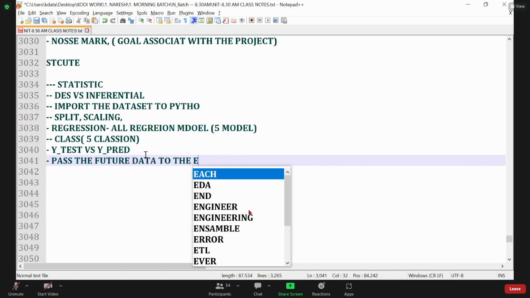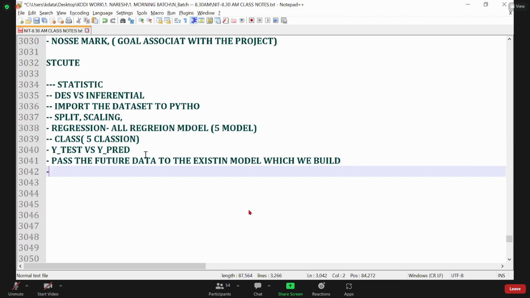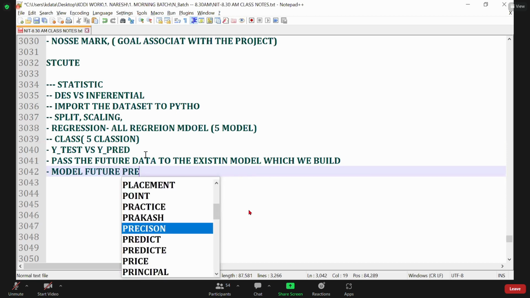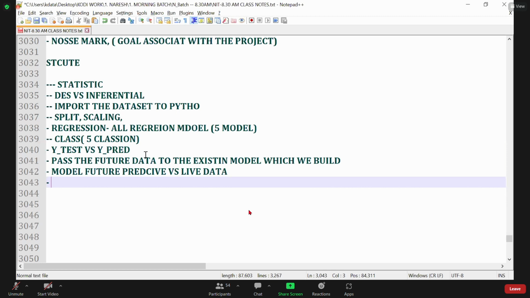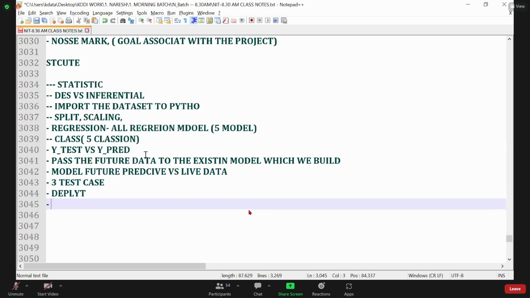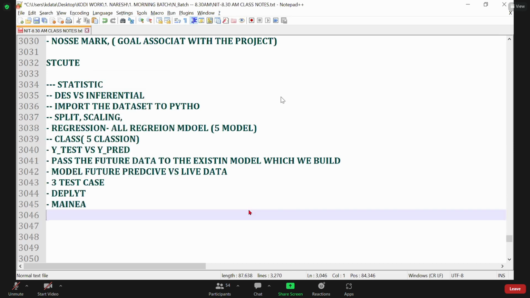The model generates some future predictions, and then we compare them versus live data, and run some test cases. When all test cases have passed, we deploy the model, and once we deploy, we go for maintenance. So this is one part of the project. What is the other part of the project?